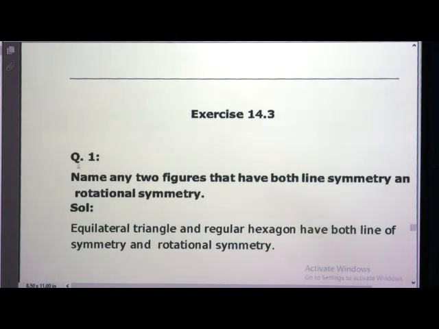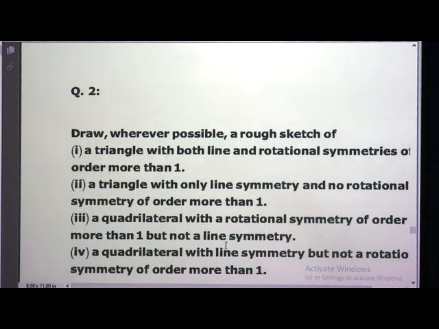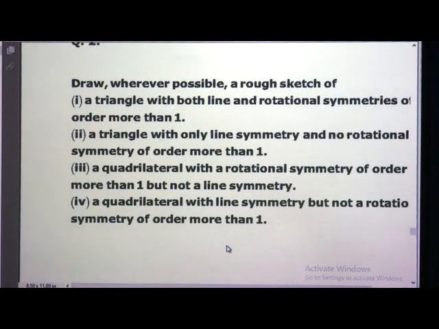So, name any 2 figures that have both lines of symmetry and rotational symmetry. Equilateral triangles, you know, and a regular hexagon have both line of symmetry and rotational symmetry. Lines of symmetry you can draw with a dotted line. Rotational symmetry, you have to find out the angle and you have to rotate it, how many times it gets rotated to find its original position.